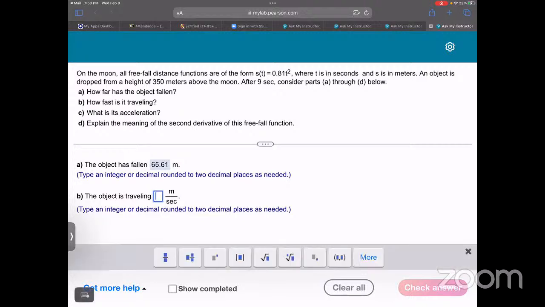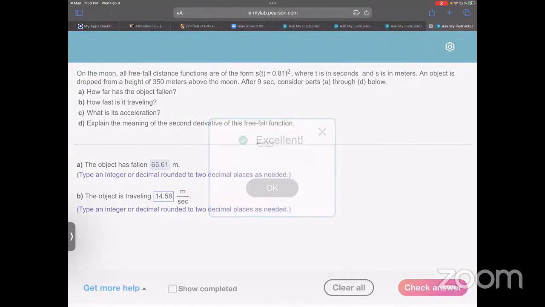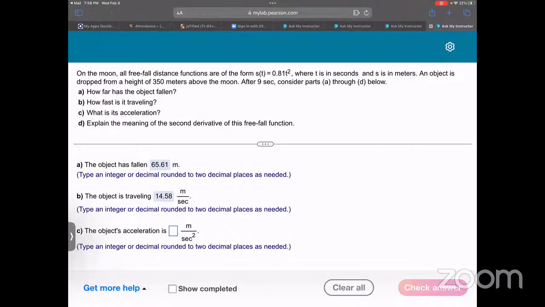Okay, 2 decimal places. So we just basically took the first derivative and then plugged in t equals 9, and we got this result. And then acceleration is going to be the second derivative of your position function, which is the same as the first derivative of your velocity function, right? We just took the derivative of the first function to get 14.58.